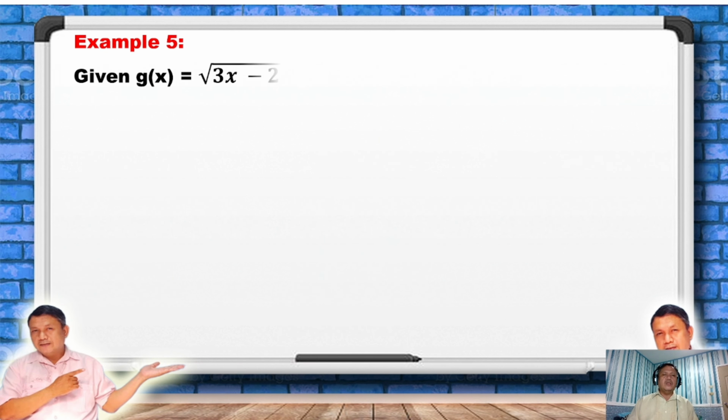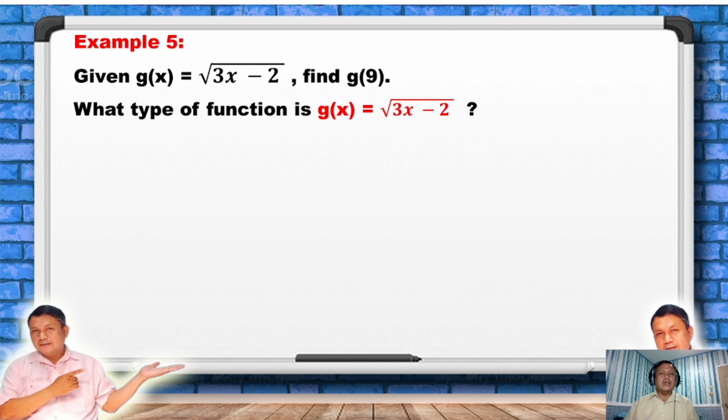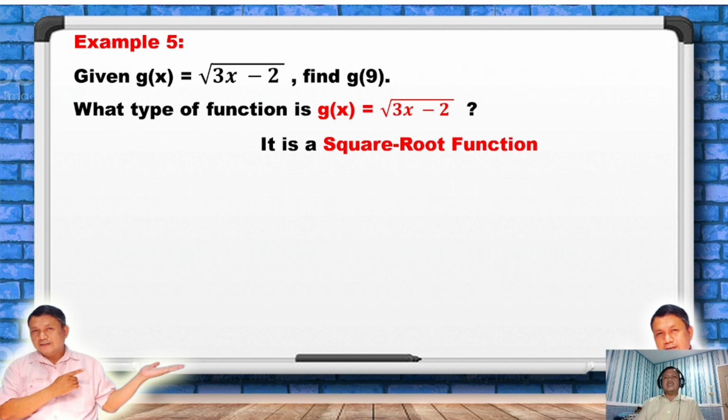Okay, example number 5. Given g of x is equal to the square root of 3x minus 2, find g of 9. So actually wala po tayo example nito sa ating previous, pero okay, this is also one of the functions. My question is, what type of function is g of x is equal to the square root of 3x minus 2? Okay, very good. So this is an example of a square root function. How are we going to solve this kind of example?